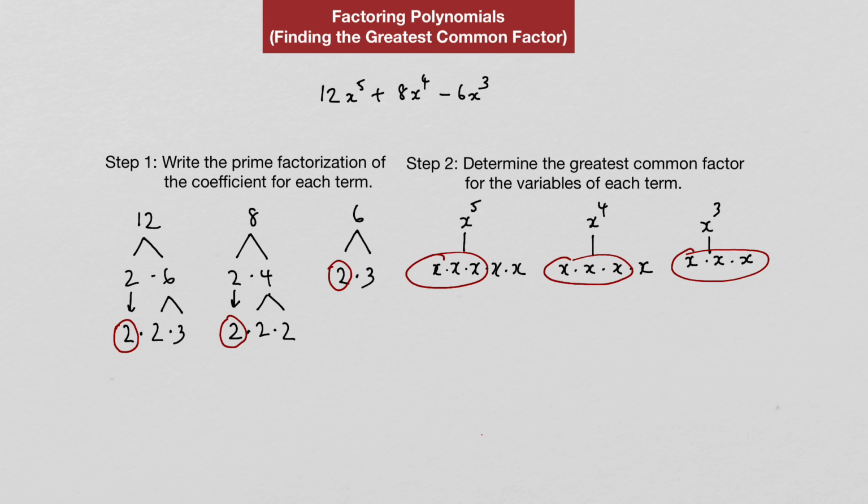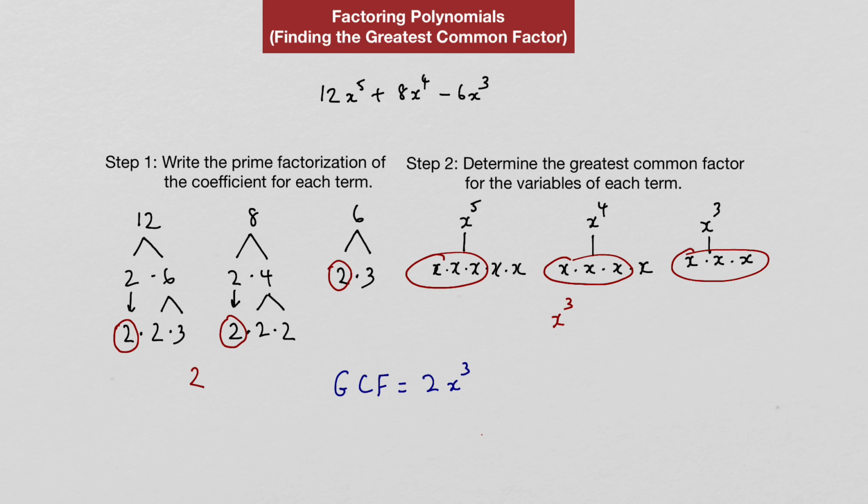Okay, so then what we find is that the greatest common factor is equal to 2x cubed. Where did we get the 2? We got the 2 from the prime factorization with the coefficients, and then we got x cubed from finding the greatest common factor for the variables.